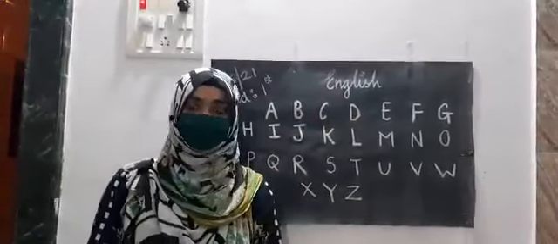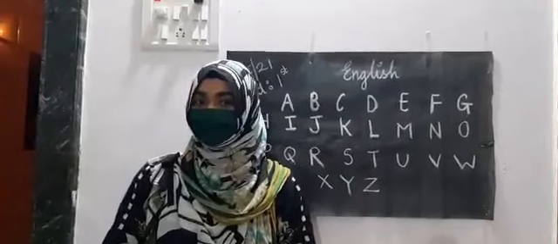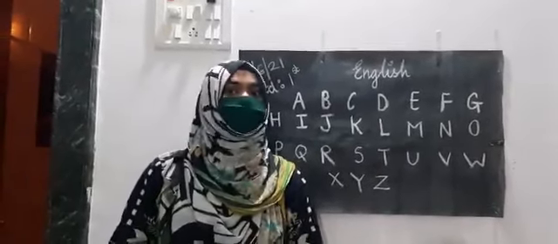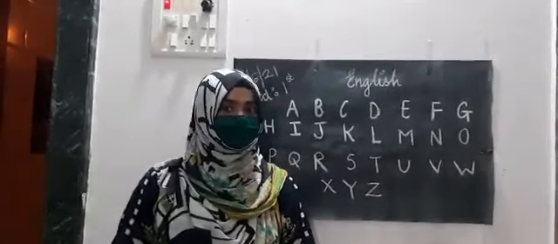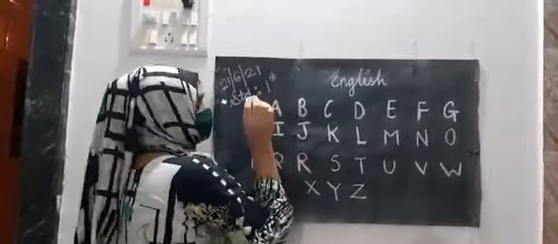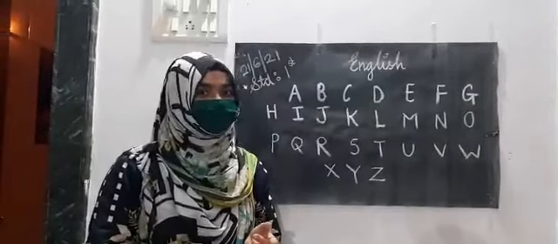You know alphabets? Yes. How many alphabets in English? 26. You learned in which standard? Junior and senior KG. Yes or no? Yes. So come on, let's start with our first alphabet. First alphabet is capital A. A for apple. You know apple? Yes. You eat apple? Yes.